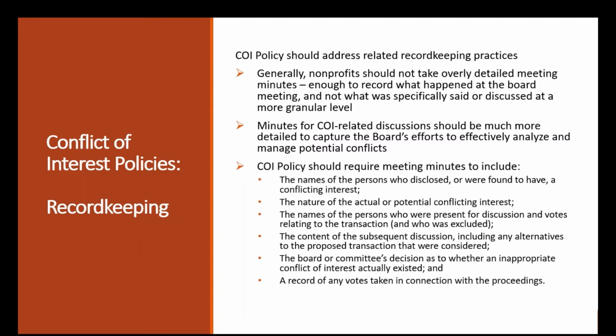So your conflict of interest policy should require your meeting minutes to include the names of people who disclosed or were found to have a conflicting interest, the nature of that conflicting interest, and the names of the people who were present for discussion and votes relating to the transaction. And if you asked the conflicted people to leave, you should make a record that you did that and that they were excluded. The content of the subsequent discussion, including records of any alternatives to the proposed transaction that were considered. The board or committee's ultimate decision as to whether an inappropriate conflict of interest actually existed, and finally, a record of any votes taken in connection with the proceedings.